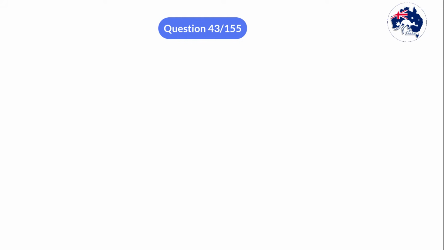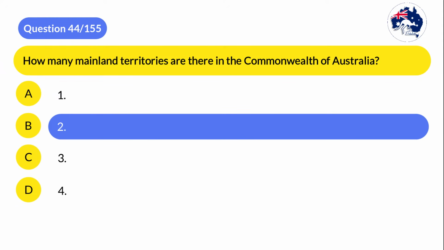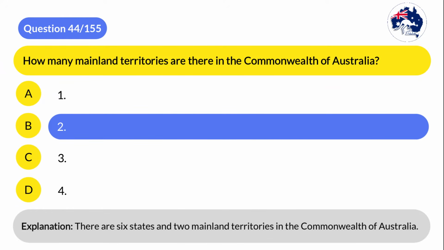Question 44. How many mainland territories are there in the Commonwealth of Australia? A. 1. B. 2. C. 3. D. 4. The correct answer is B. 2. Explanation: there are 6 states and 2 mainland territories in the Commonwealth of Australia.